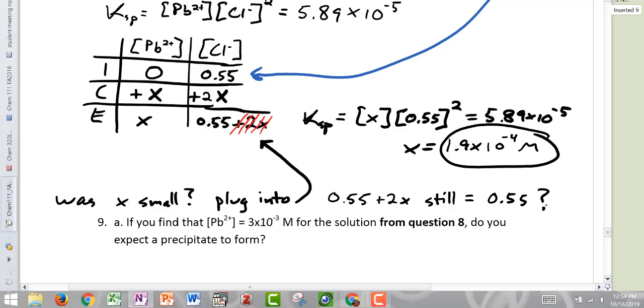If x is not small, do I want you to solve it again, not on an exam? No. For our purposes, I just want you to say no, that was not a good approximation. Yeah, keep going.